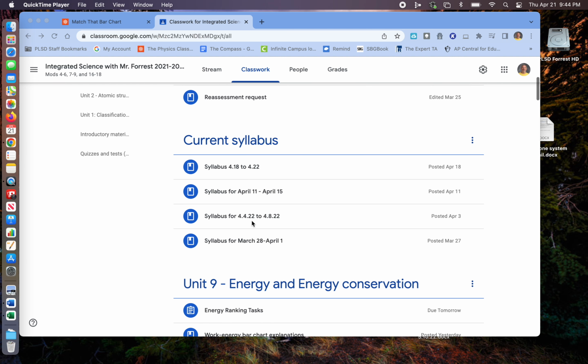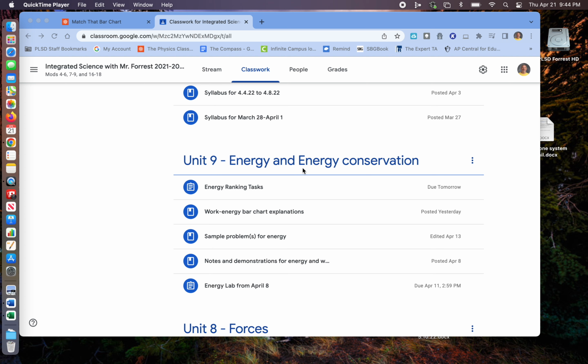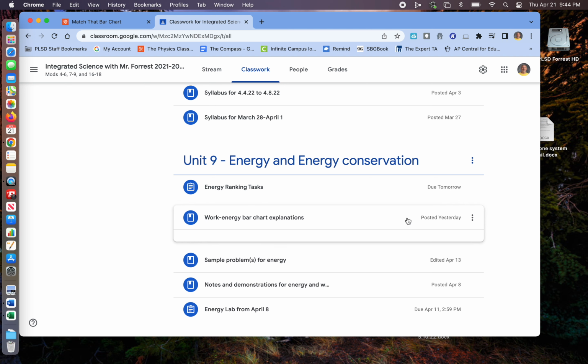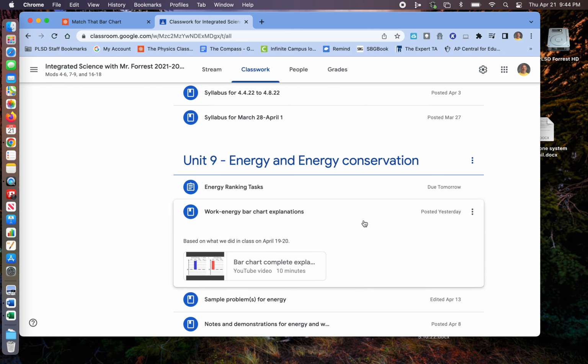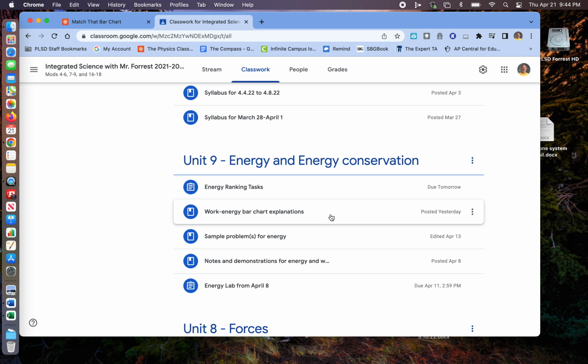If you scroll down here to the unit we're in, which is ranking, energy and energy conservation, these are ranking work energy bar chart explanations. So that's a video I made yesterday. I'll also put up here in just a few minutes the solutions to the work energy bar charts that you turned in class today.